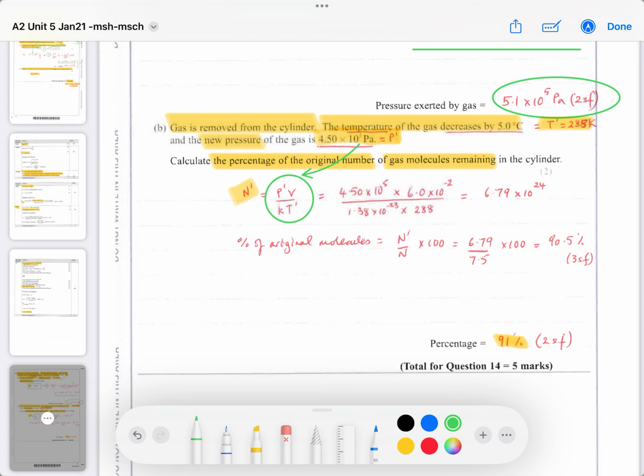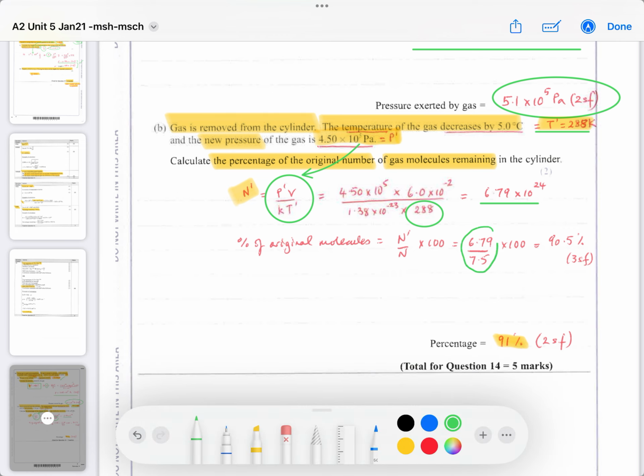Where's the other one? T dash, the V doesn't change, K doesn't change. T dash 288 goes in there. Yeah, so the 288 is used. There it is. And the other 2 values don't change, so you can work out the new number of xenon atoms, and you just divide one by the other.